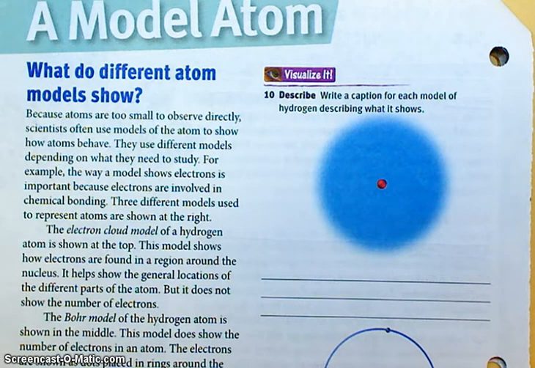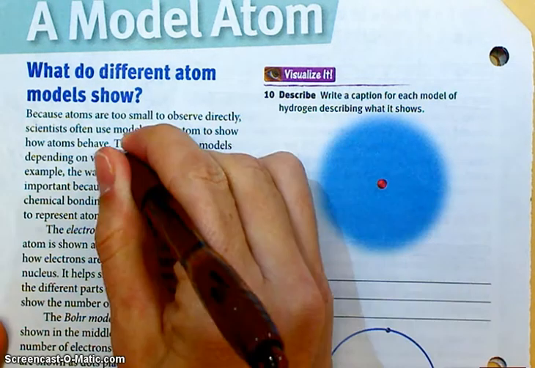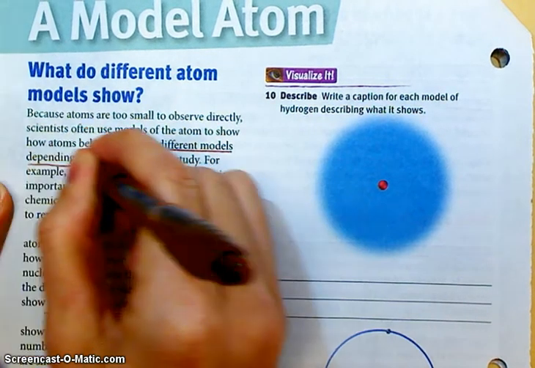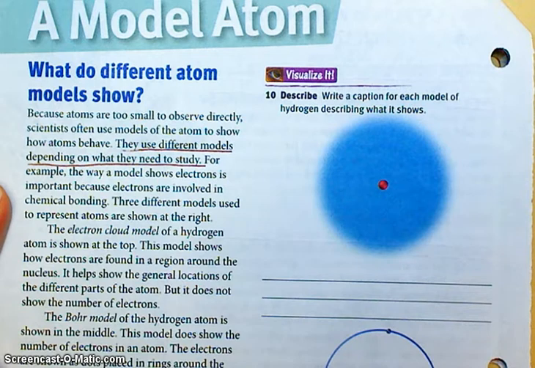First of all, we know that we use models to show things that are too small or too big or too dangerous or too far away to be easily seen or represented. Does that make sense? In this case, we are going to use models for atoms because models are too what? Small, big, far away, or dangerous? Small. They're too small for us to see. So we're going to use different models depending on what we need to study.